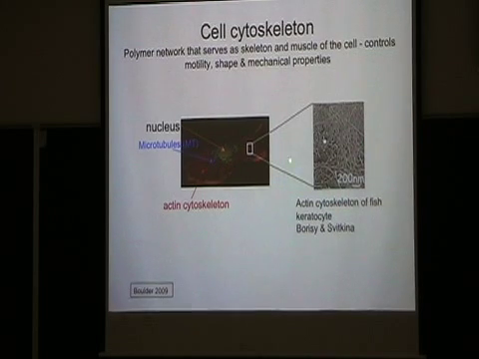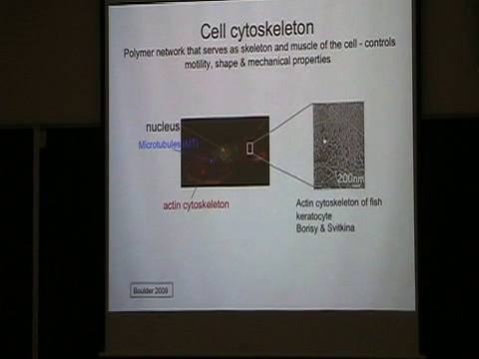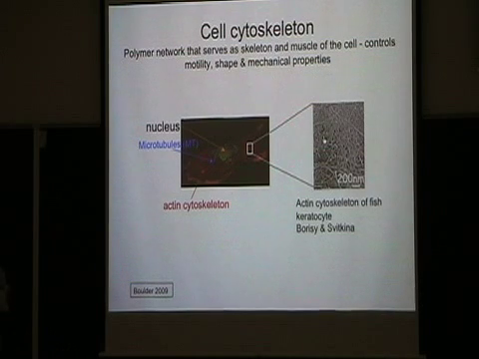And you see there is a rather intricate network, so there is sort of this gel-like, if you like, structure. And this is something that serves both, as you could say, as the skeleton and the muscle of the cell, in the sense that it controls the shape of the cell, it plays an important role in controlling the ability of the cell to move, and it controls a lot of the mechanical properties and the mechanical response of cells.